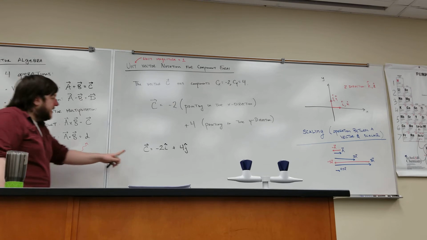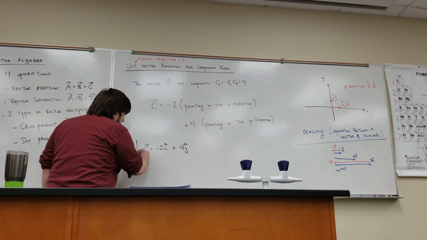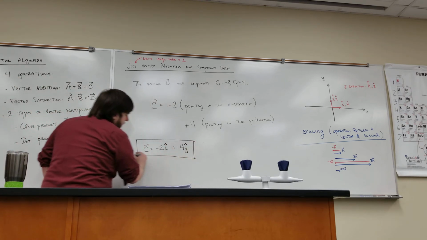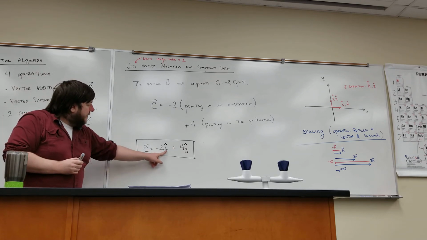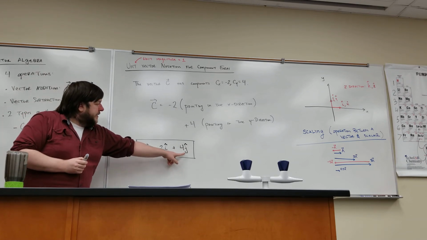So all that this notation tells you right here is that C points 2 units in the negative x direction and 4 units in the y direction.